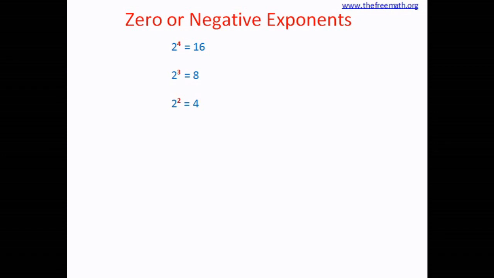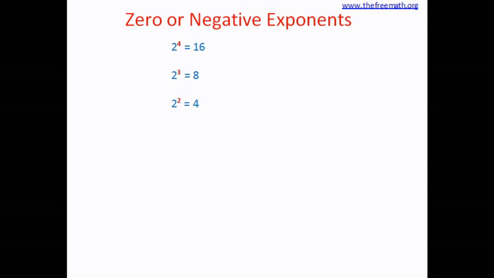So let's look at this: 2 to the power of 4, 2 to the power of 3, and 2 to the power of 2, or 2 squared. What are the values? The values are 16, 8, and 4. Do you see some pattern here?